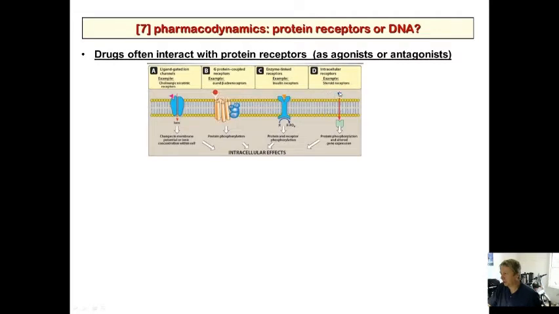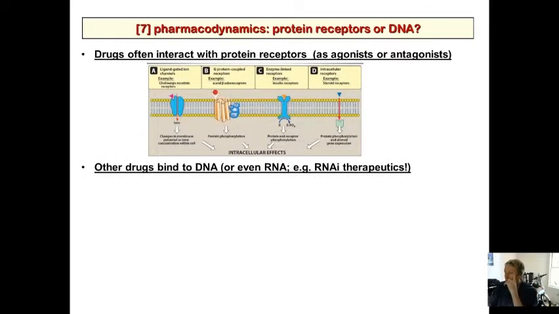Where the drug just gets through the membrane. It has to be kind of greasy, like a steroid. It gets through the membrane, and then it causes some kind of effect. It binds to a protein that's maybe in solution, like a cytoplasmic protein, and then that causes intracellular effects. So these are a few of the ways where proteins are used as drug targets.